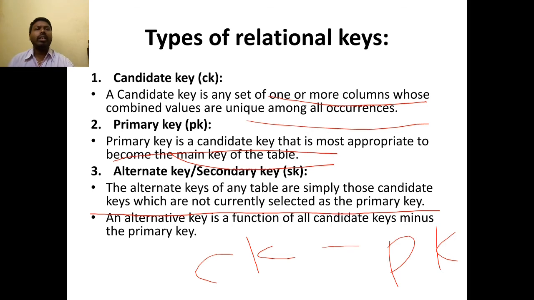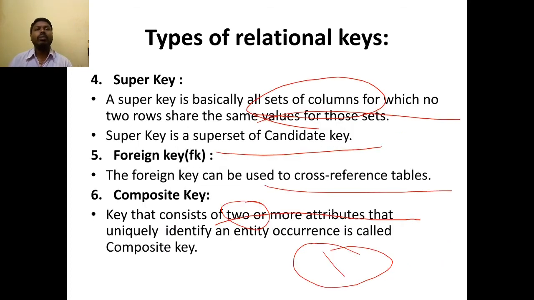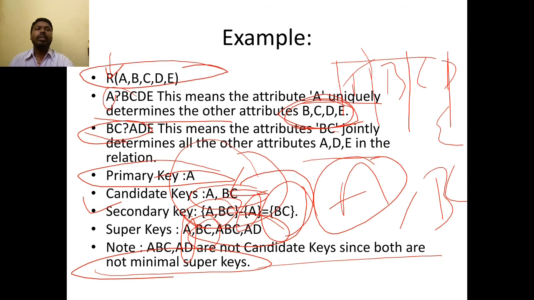Dear students, relational keys are very simple. In a given table, we have to take the unique values from the table. For that, we have to use the keys. So there are 6 keys: candidate key, primary key, alternate key, super key, foreign key, composite key.